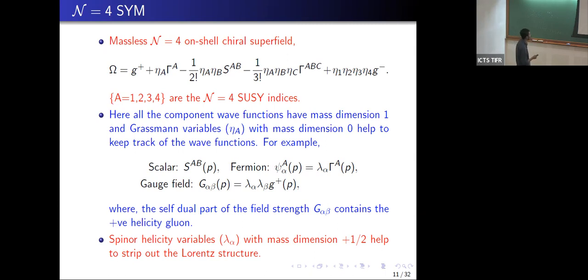Similarly, the self-dual part of the field strength G alpha beta contains the positive helicity gluon, meaning G plus, and we can see that this gives G alpha beta mass dimension 2, which is the mass dimension of the field strength. So the spinor helicity variables lambda alpha, with mass dimension 1/2 plus 1/2, help to strip out the Lorentz structure of this tensor.